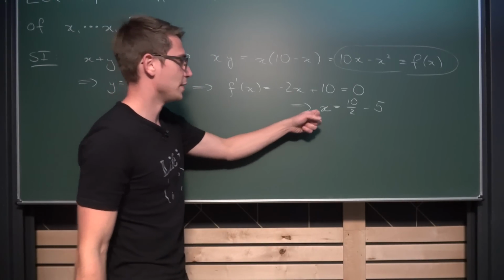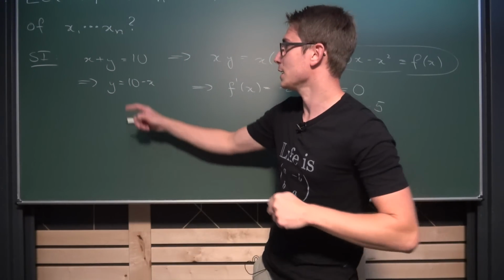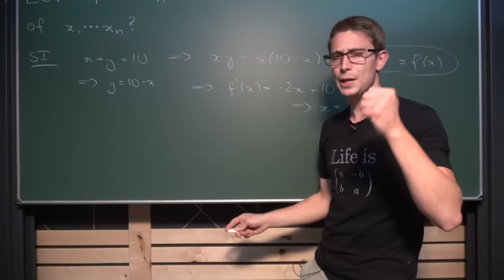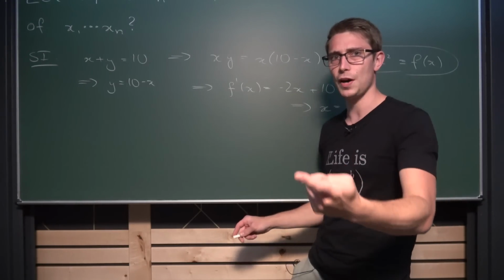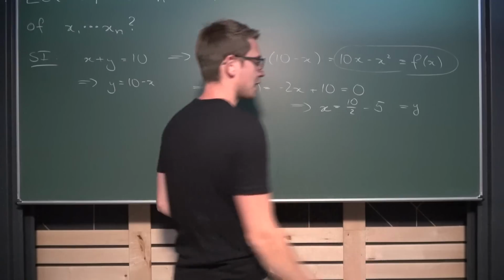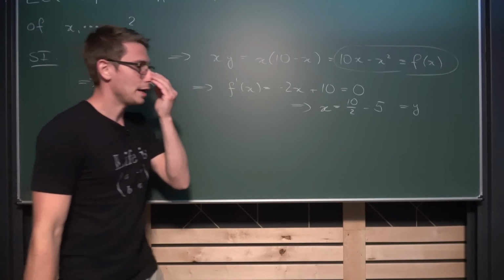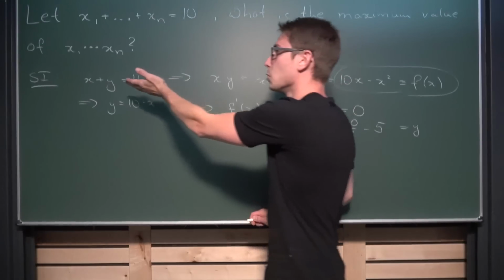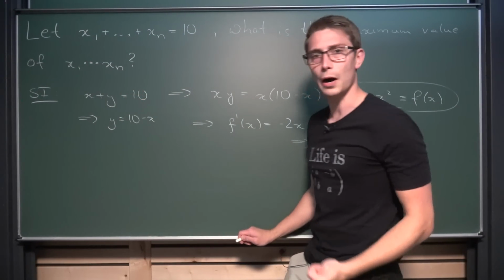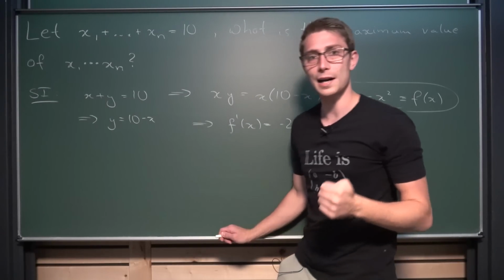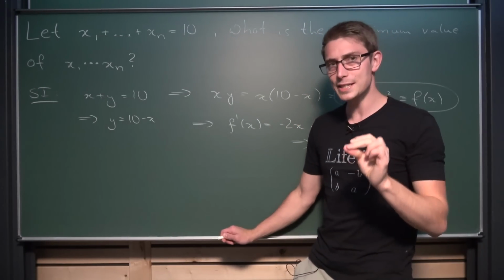Okay, so if x is equal to 5 and x plus y is equal to 10, then 5 plus y is equal to 10, meaning y is also going to be 5. So x and y are going to have the same value. And now you might ask yourself, do we always get the maximum product, the maximum value out, if all of our variables, all of our xi's are equal? And this is indeed the case.